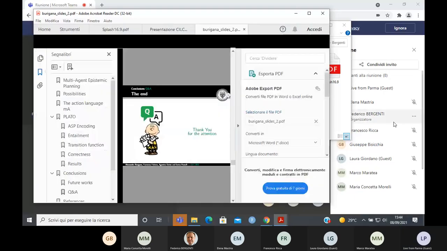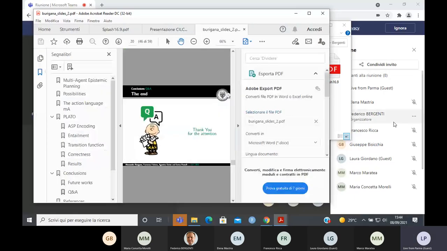So, do you have any application in mind, or do you have an idea of some context where your declarative approach could be of greater benefit?